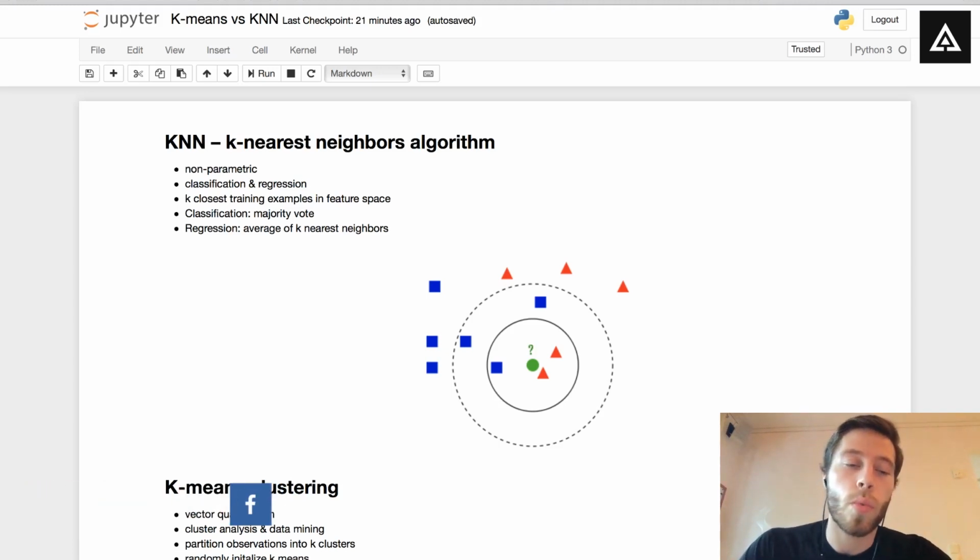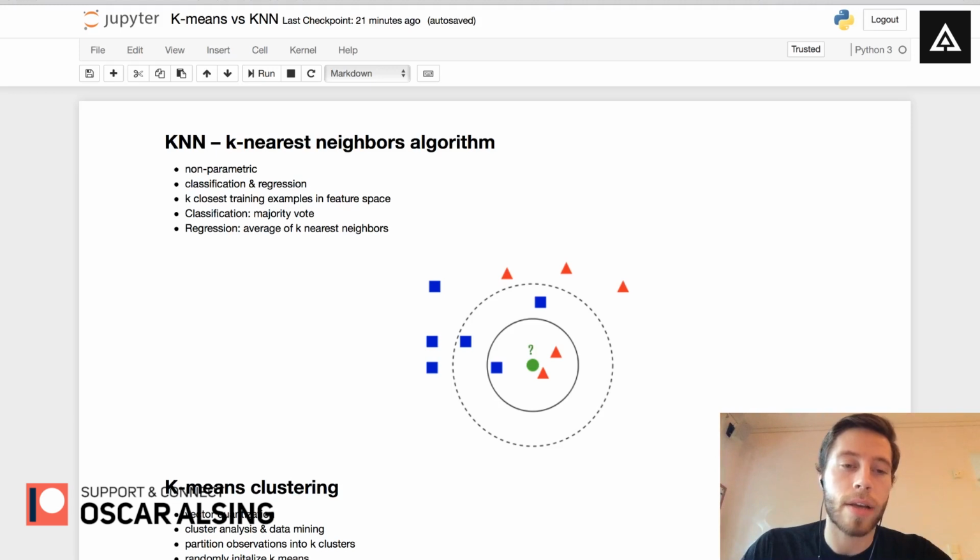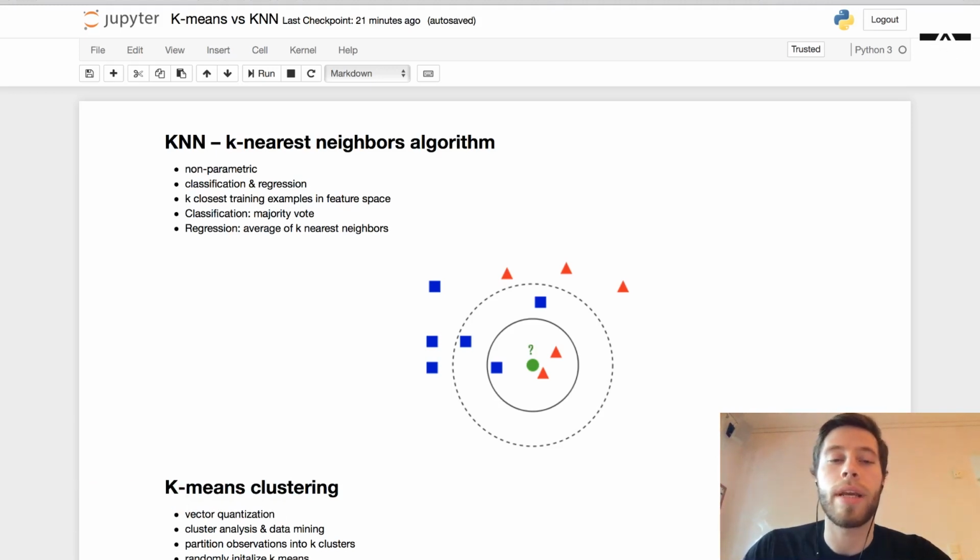So first of all, we have KNN, the K nearest neighbors algorithm. And it is a lot like what it sounds like. We are going to predict something, either classification or regression, by looking at the nearest neighbors. So let's have a look at this little figure here. We want to do something with the green dot. Let's say we want to do a classification here.